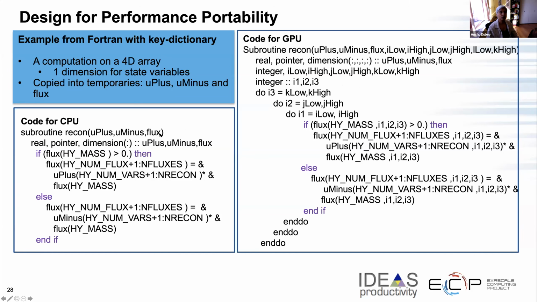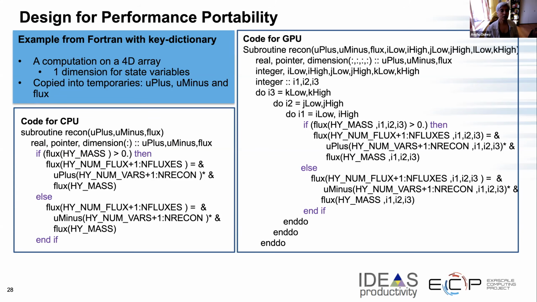In the CPU code, the temporaries are coming in as single dimensional arrays. In the GPU code, the temporaries are coming in as 4-dimensional arrays. That one dimension that is coming in here in the CPU code is the dimension for state variables. So somewhere outside of this particular subroutine, the state variables have been copied into these temporaries U plus, U minus, and flux, and they're handed to this subroutine.